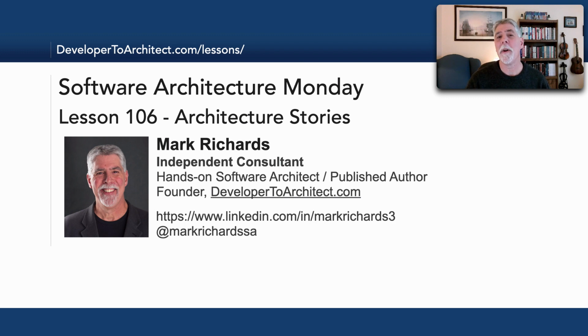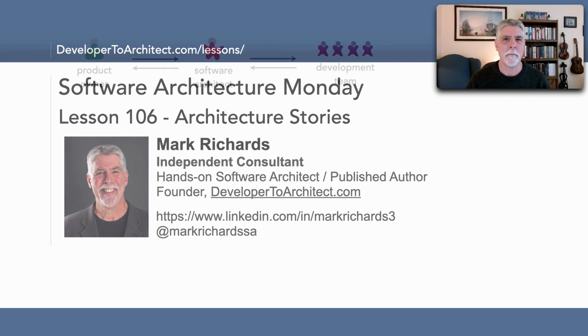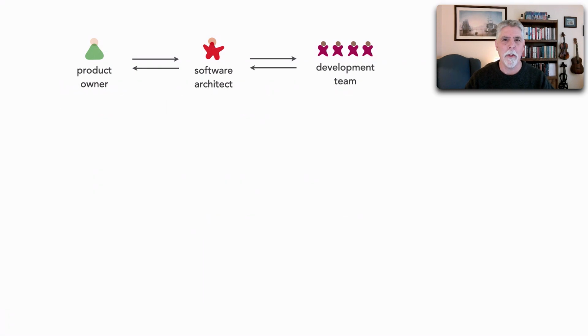In today's lesson number 106, we'll be taking a look at architecture stories within agile types of methodologies. Now, if we take a typical agile methodology and look at the major players, we have product owners, software architects, and development teams. Of course, there are a lot of other players, but for the context of this particular lesson, we'll just focus on these three. Product owners typically write user stories. Now, granted, in a lot of environments, developers or the development team may write those user stories as well, but we'll stick to the more traditional roles.